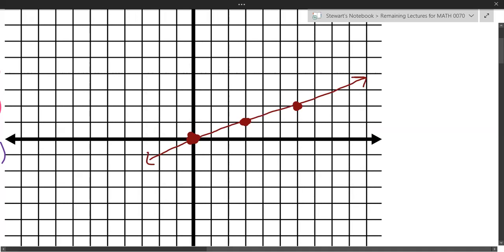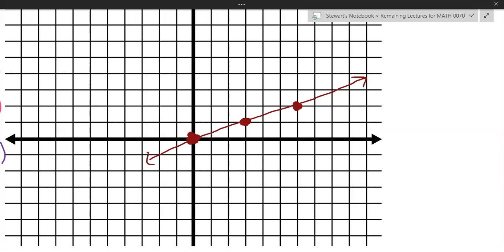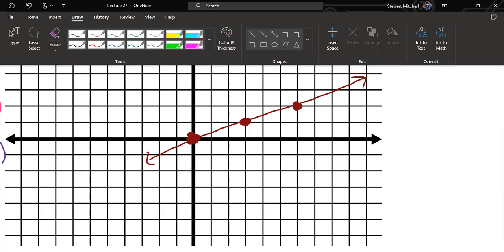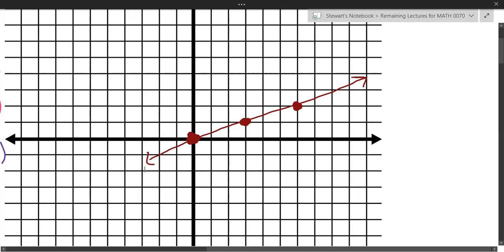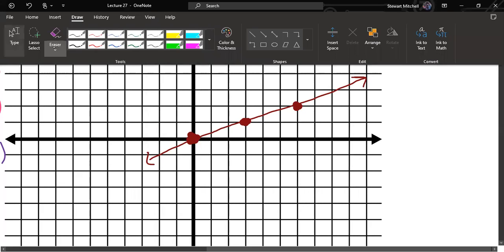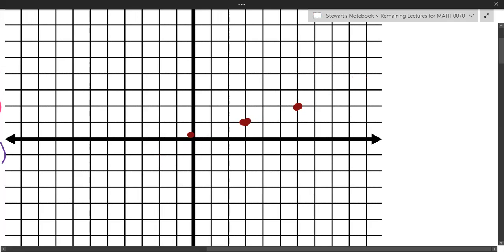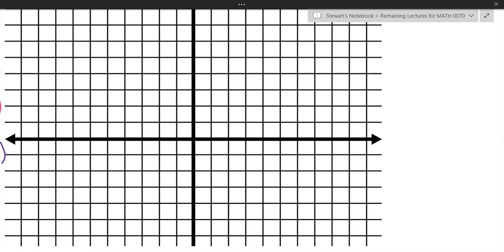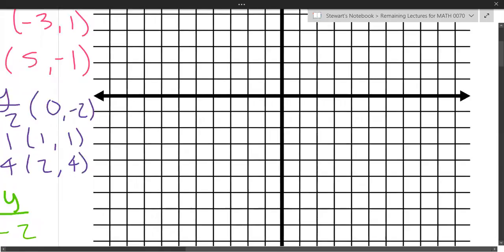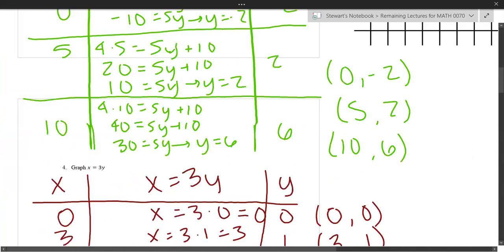Drawing a line through them. And the arrows just represent that the line would go on forever in either direction in that same pattern. But here we are. That is the graph of the equation x equals 3y. Okay.